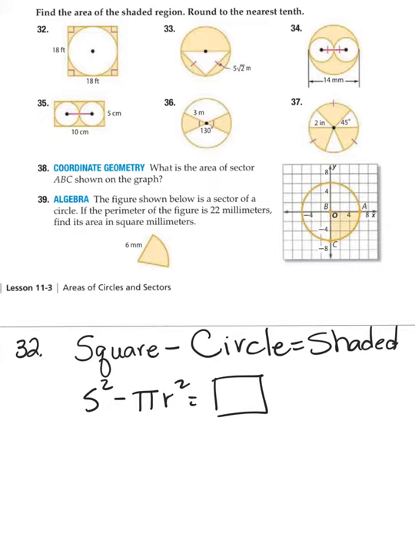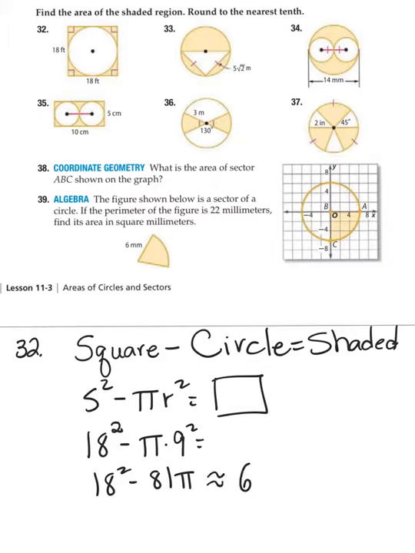Okay, so with my square, I have 18 squared minus pi. Now, what's my radius of that circle? Well, if all the way across it's 18, then half of it, or my radius, is going to be 9. So this is times 9 squared. So I'm going to have 18 squared minus 81 pi. So in my calculator, I'm just going to put 18 squared minus 81 pi. And that is approximately, and they say nearest 10th, 69.5. And it's square feet.